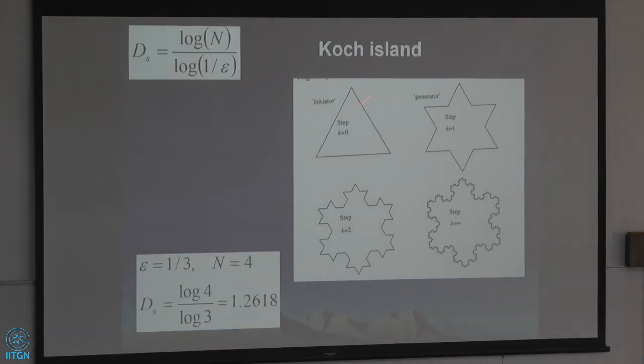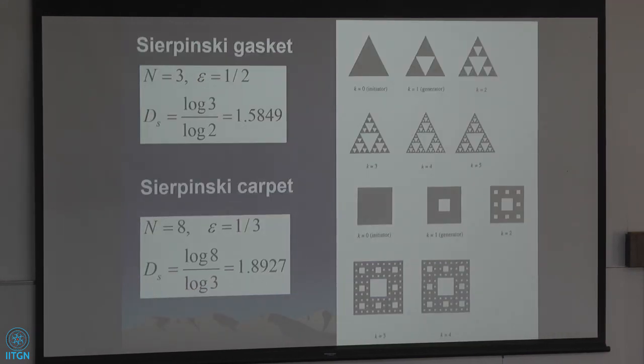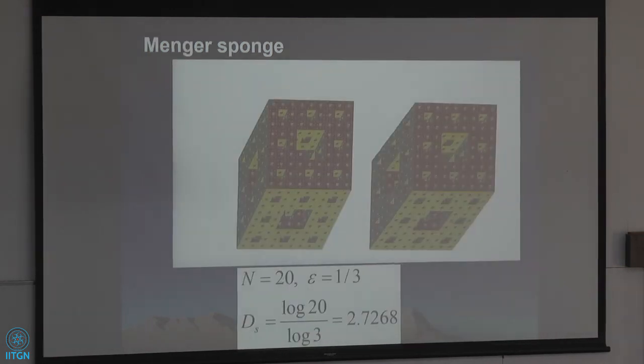So, for this Koch Island, if epsilon is 1/3, we get 4 sticks. Instead of 1 stick, I need 4 sticks. So, epsilon is 1/3, n is 4. So, the dimension of this entire curve will be 1.2618. It is neither 1 nor 2, it is more than 1, less than 2. It is a fractal dimension. Similarly, there are lots of objects mathematicians have created: Sierpinski gasket, Sierpinski carpet, Menger sponge in 3 dimensions. You can see the dimension is more than 2, less than 3. It does not have a volume, but it has infinite surface area.